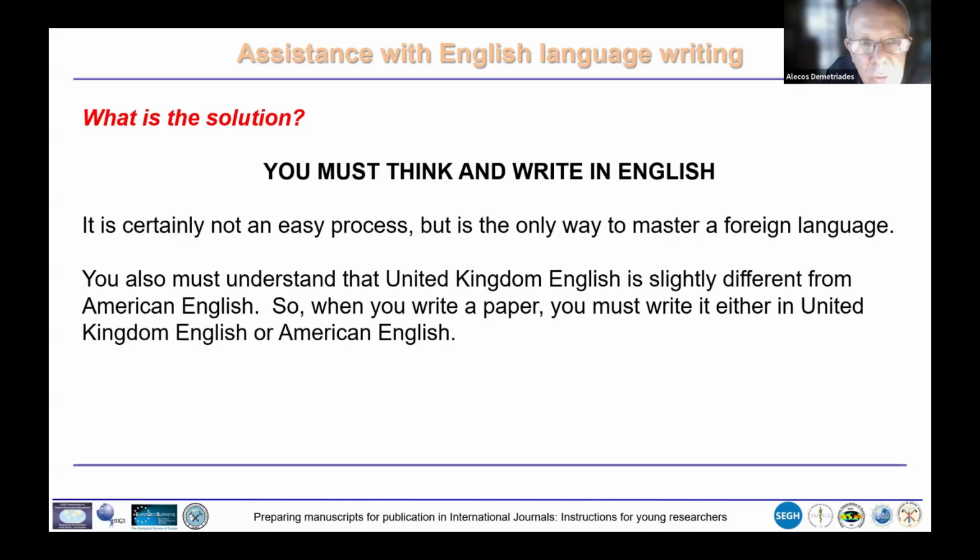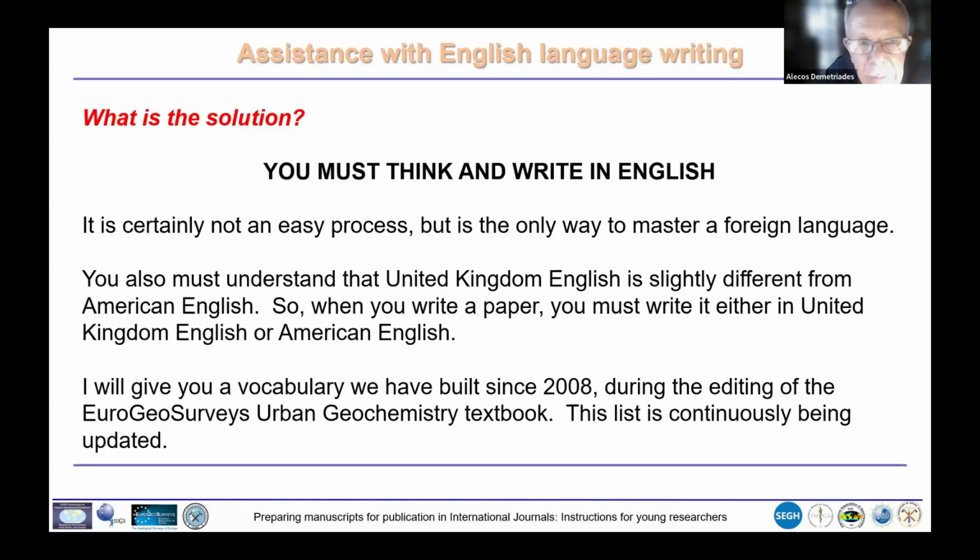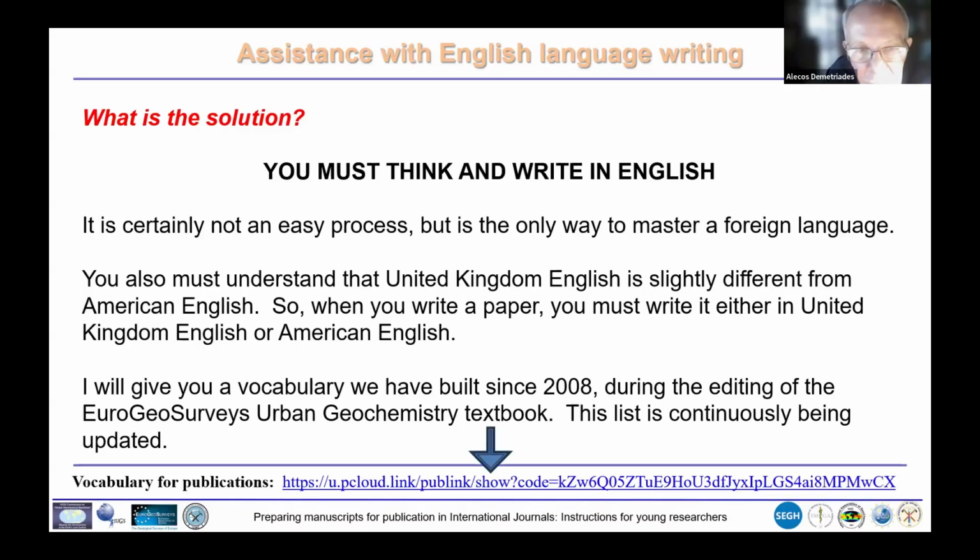You also must understand that United Kingdom English is slightly different from American English. So when you write a paper, you must write it either in United Kingdom English or American English. I will give you a vocabulary we have built since 2008 during the editing of the EuroGeoSurveys Urban Geochemistry textbook. This list is continuously being updated and you can download it from this pCloud hyperlink.